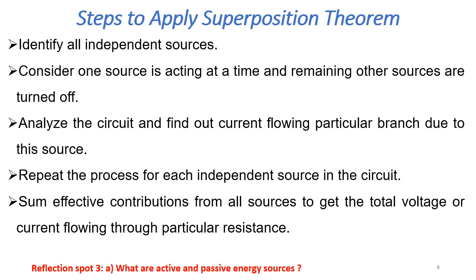What are the steps to apply superposition theorem? Step 1 is to identify all independent sources. Step 2, consider one source acting at a time and the remaining sources turned off. Step 3, analyze the circuit and find the current flowing through a particular branch due to this source. Step 4, repeat the process for each independent source in the circuit.